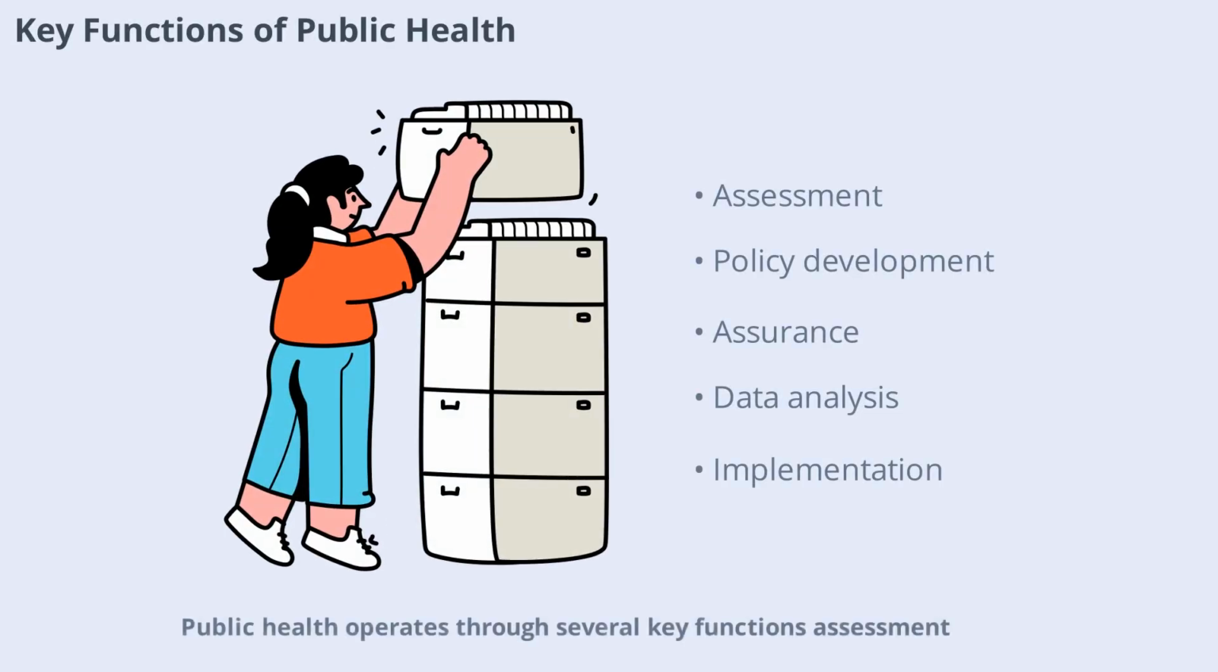Public health operates through several key functions: assessment, policy development, and assurance. Assessment involves collecting and analyzing health data to identify problems. Policy development means creating strategies and laws to address those problems. Assurance ensures that services are provided and that policies are implemented effectively. These functions work together to create a comprehensive approach to health, ensuring that communities are protected and supported at every level.